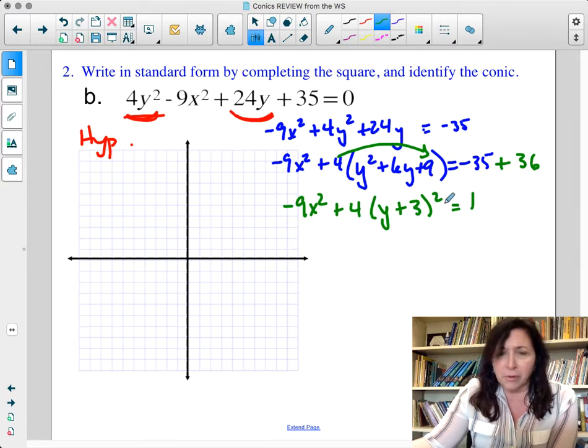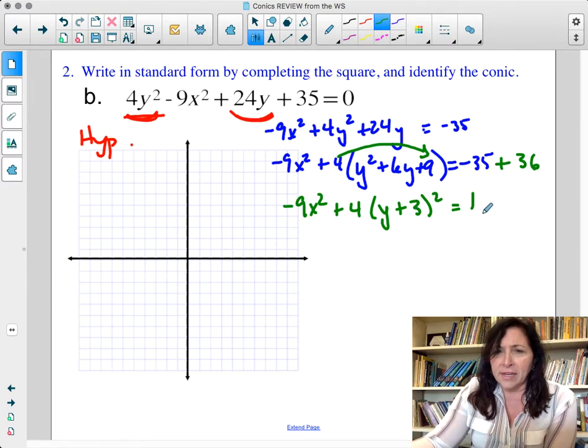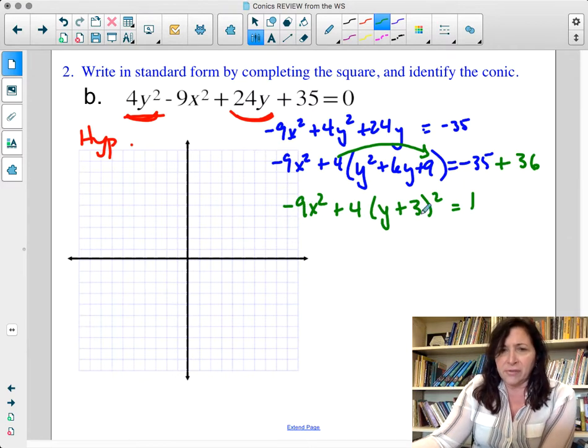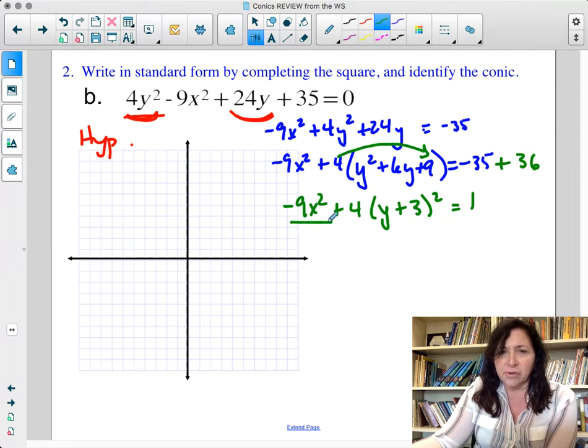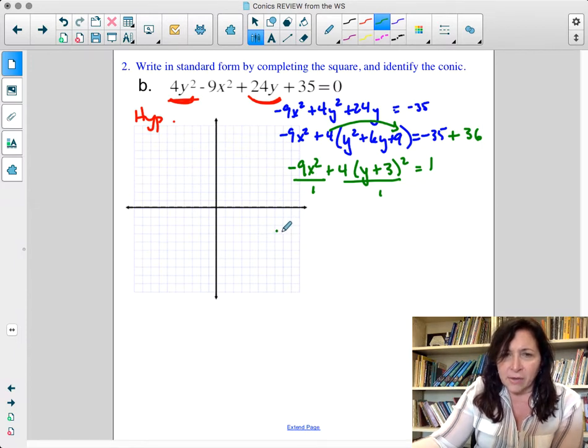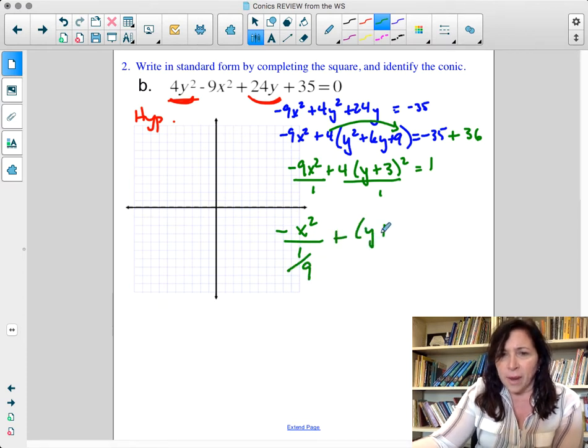And for this problem, I don't have to divide by anything because there's no number here, but I cannot leave this here. So I do know that there's ones under here, right? So the correct way to rewrite this is this way: negative x squared over 1 over 9 plus parenthesis y plus 3 quantity squared over 1 over 4 is equal to 1.